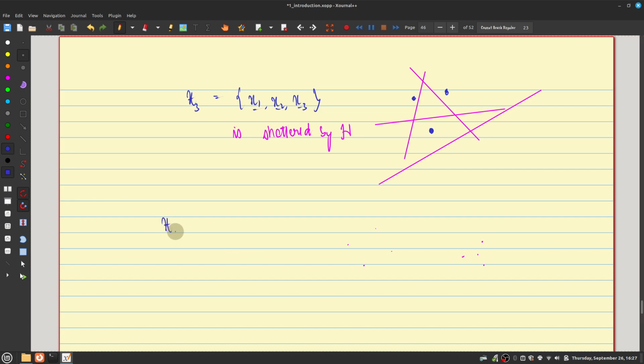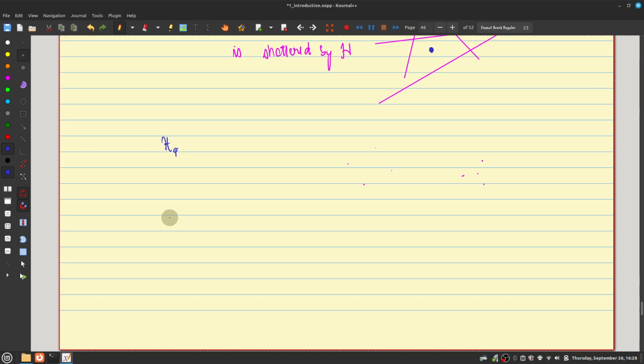Now let's look at subsets of size 4. My claim is that the VC dimension is equal to 3, which means that I will show that no matter how I choose x1, x2, x3, x4, I will not be able to shatter this. So every set of size 4. Now, in general, this is the hard part. You want to show that nothing can be shattered.